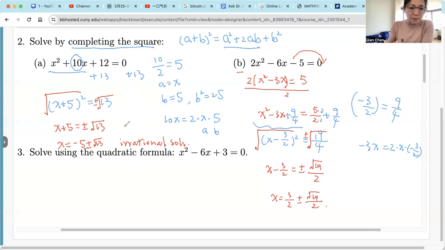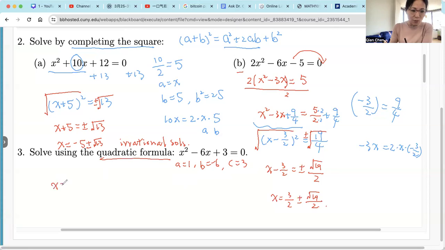Right. Let's see number 3. For 3, we want to use the quadratic formula. Let's recall the quadratic formula, right? This is ax squared minus 6x plus 3. So we figure out a, b, c. a is the number before x squared. b is the number before x. c is the number itself. So we have figured out a is 1, b is negative 6, c is 3.